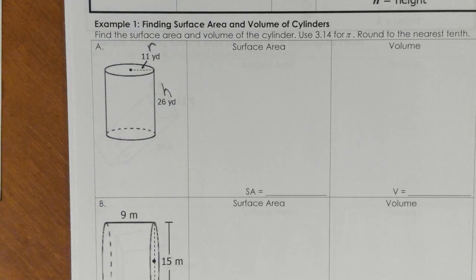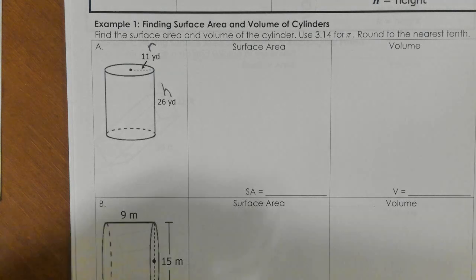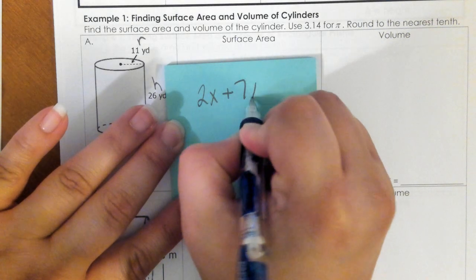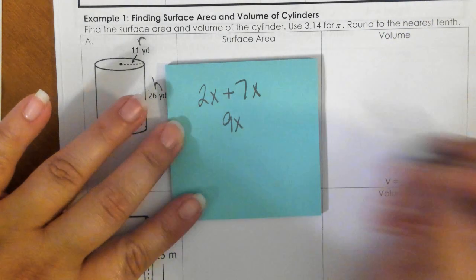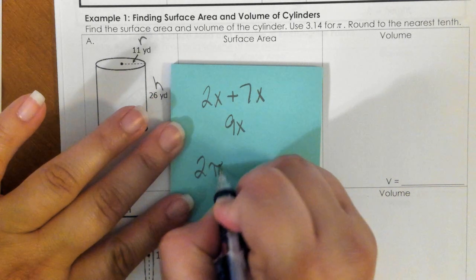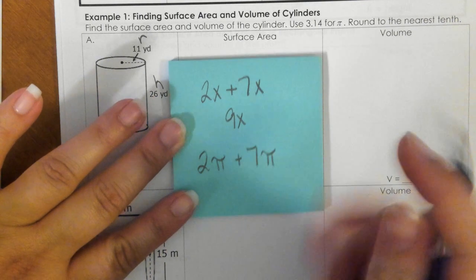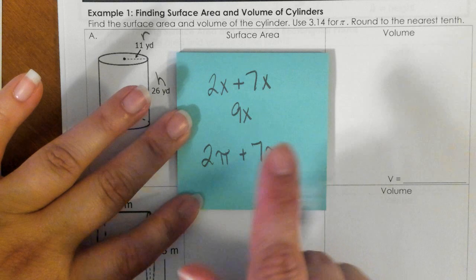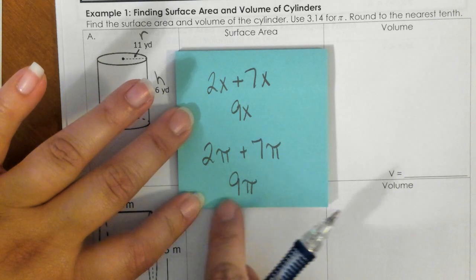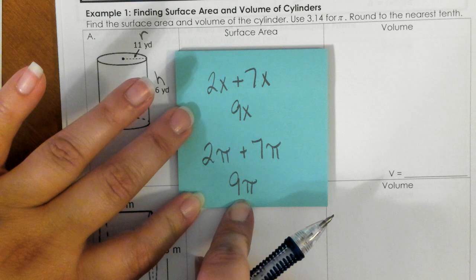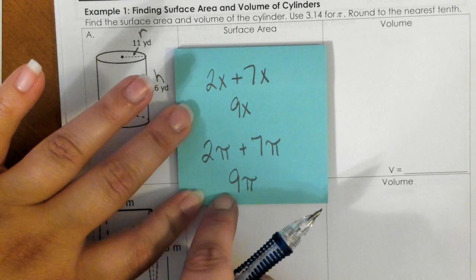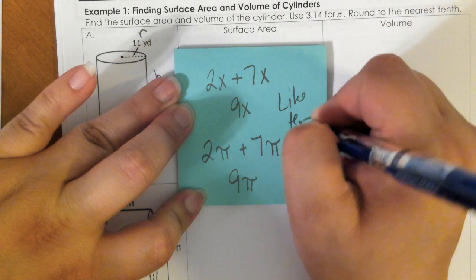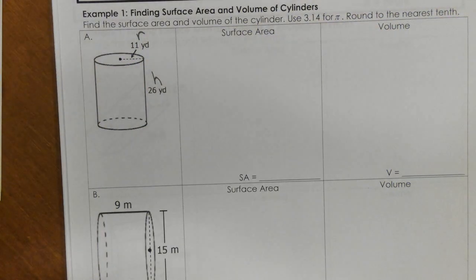So before I go on to this, we need to talk about a very basic concept, like terms. If I gave you this, you could add those together and get 9x. Now, in the math that we're doing today, if I were to say you had 2 pi plus 7 pi, these are like terms because they both end with pi. So 2 and 7 would be 9 pi. If I wanted you to calculate pi as 3.14, I would add those together, get 9 pi, and then do 9 times 3.14. So this is just a review of like terms. All right, now let's get to business.